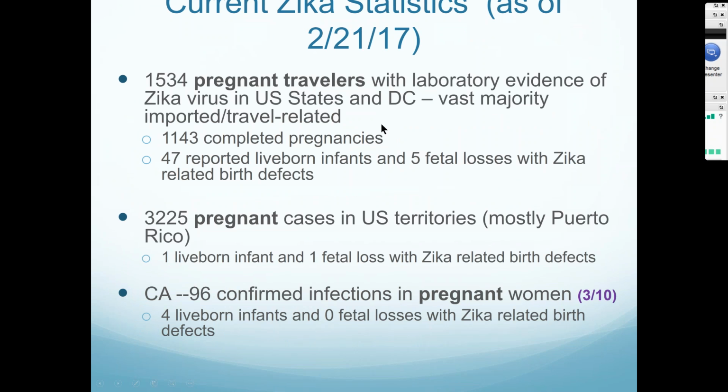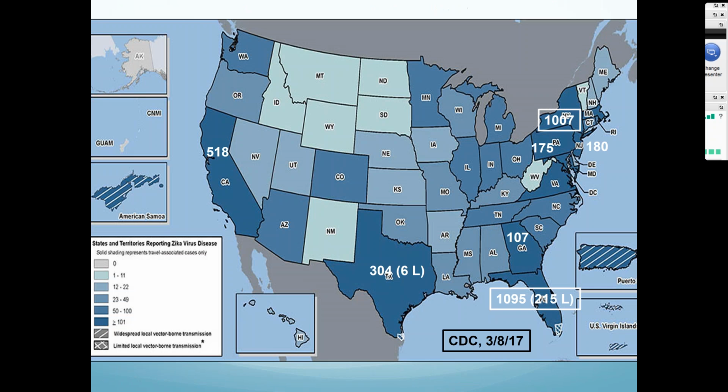1,534 pregnant travelers with laboratory evidence were in the U.S. Majority, again, as we said, were travelers. And again, this confirms what you just saw earlier about pregnant cases in U.S. territories being very high, particularly Puerto Rico, who's had their fair share.